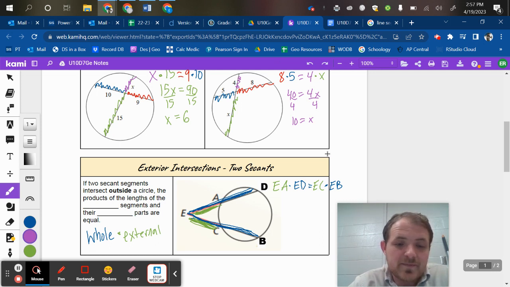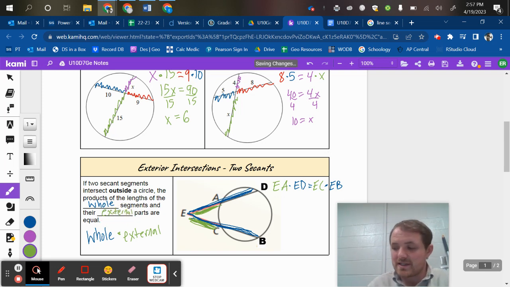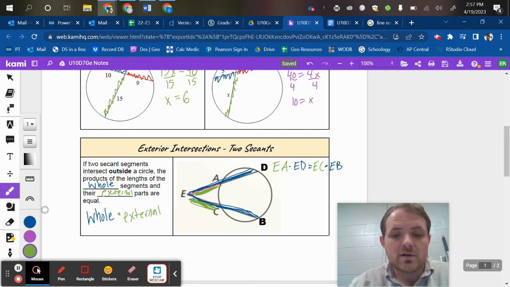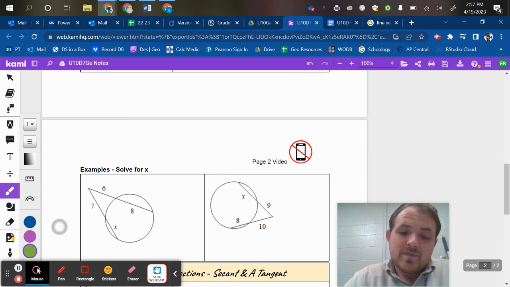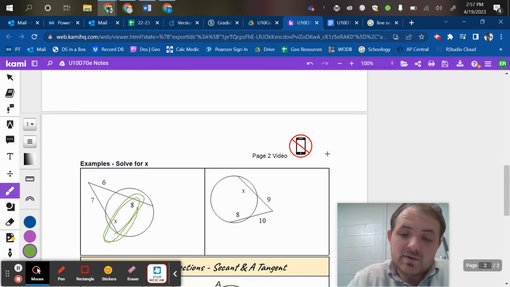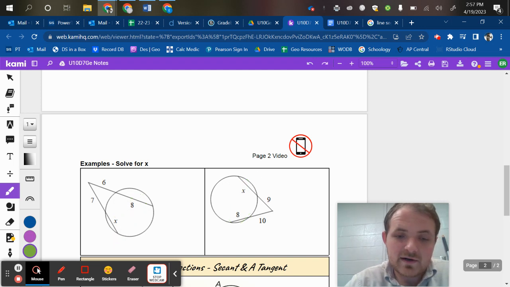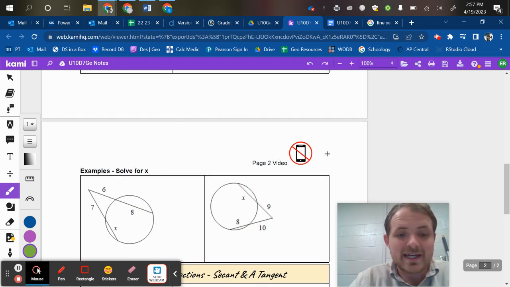So if we put it into words, we would say if 2 secant segments intersect outside the circle, like this situation, the products of the lengths of the whole segments in blue and their external parts are going to be equal. Okay, so hopefully we can see this at play in just a second. So these both have internal parts labeled, so my life's going to be a little bit harder than normal. Okay, so again, it was the whole times the external.